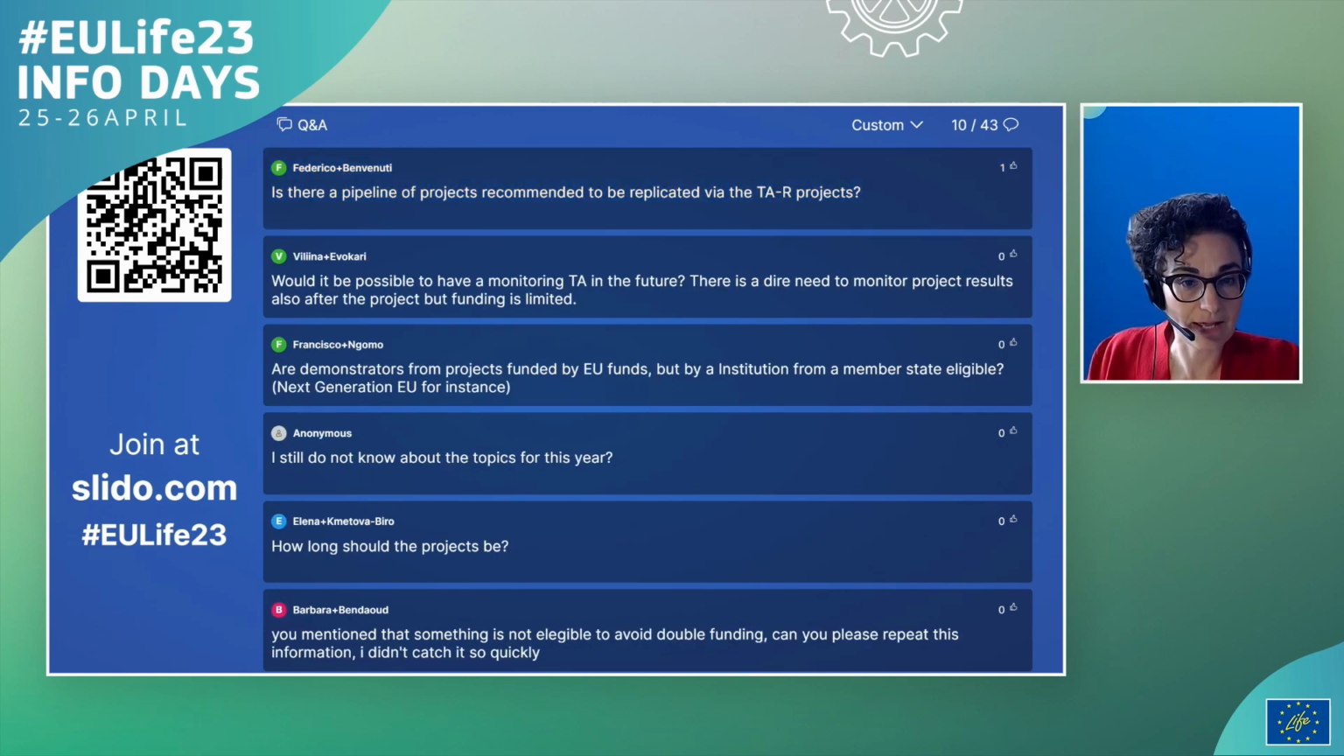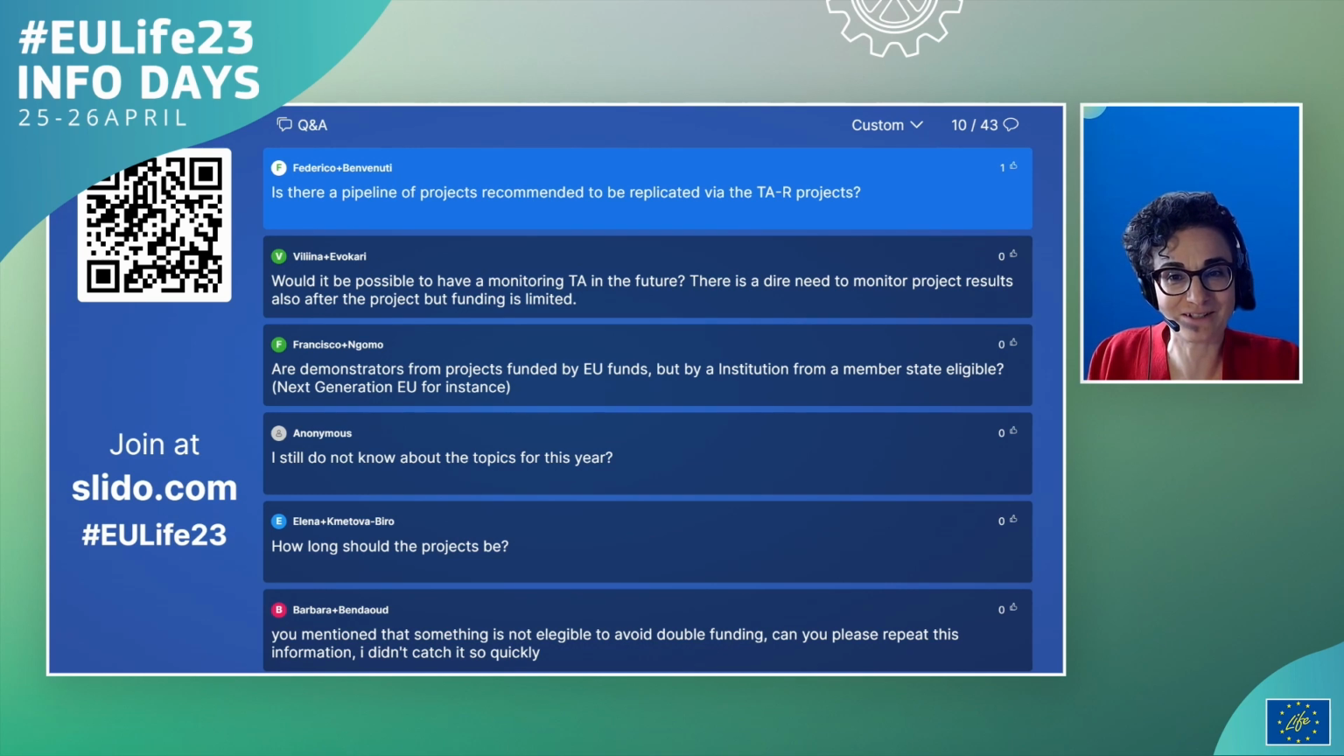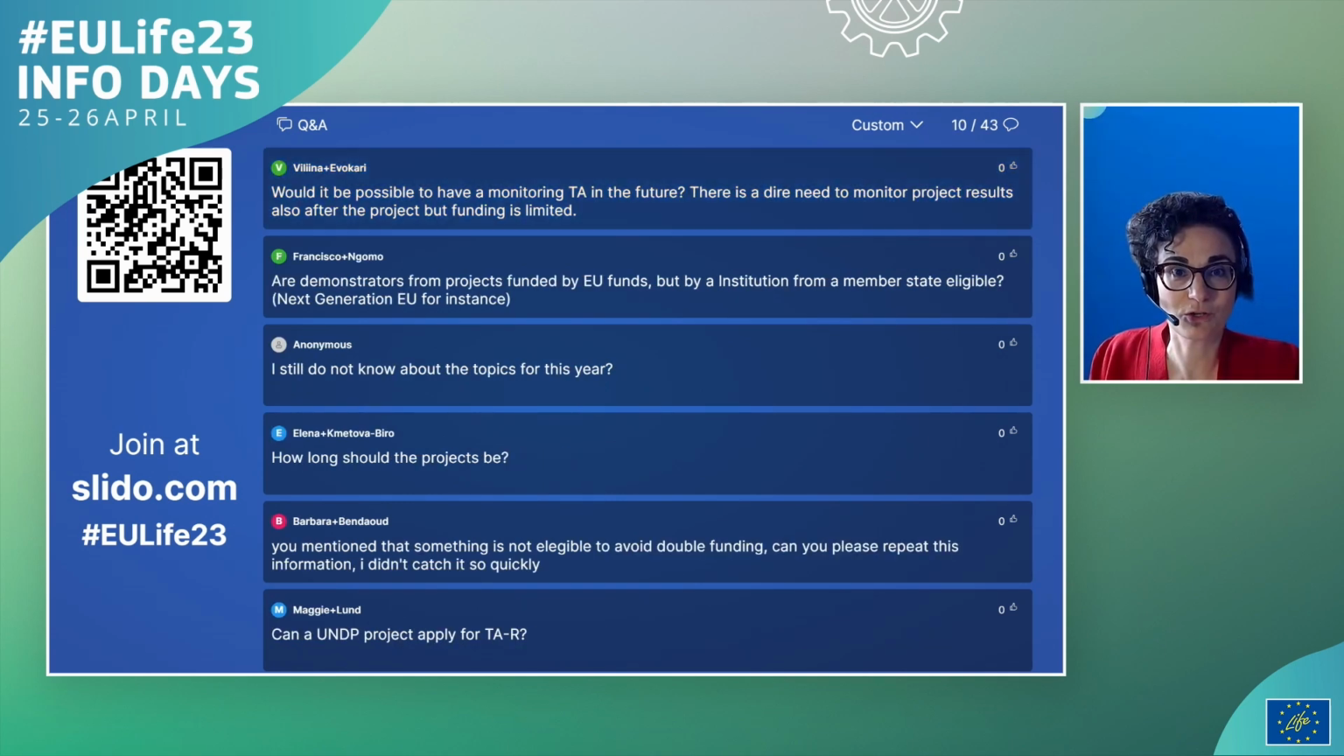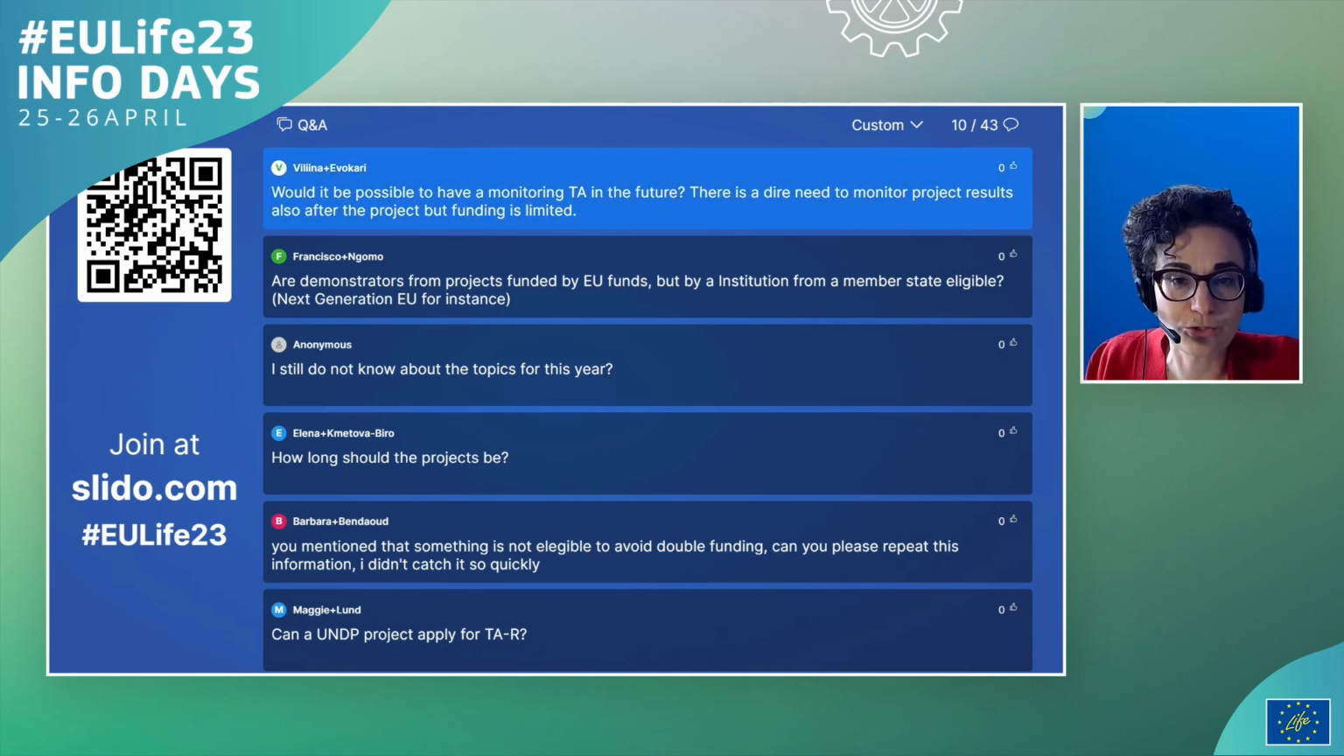So is there a pipeline of projects recommended to be replicated by the TAR projects? Not sure if I understand completely, but I would not say so. This is a completely open call to anyone. So we don't recommend any ongoing or closed projects, nor do we approach them with this idea. Yeah. And as usual, you are the one that knows your project best. So you know if there are still some replication activities that should be financed and pushed. You're many out there. So next one. Would it be possible to have a monitoring TA in the future? There is a dire need to monitor project results also after the project, but funding is limited.